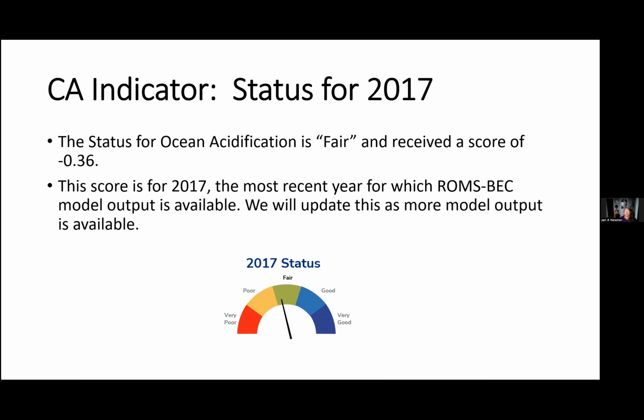All right, so here is all of our work boiled down to the status indicator. Now, ROMSBEC, as Christina introduced, has been run through 2017. So the status that we are able to present right now is for 2017. And so on the scale that we developed compared to pre-industrial, that receives a fair. Once the ROMSBEC model is updated, we will update this status as well. But for now, that's where we are.